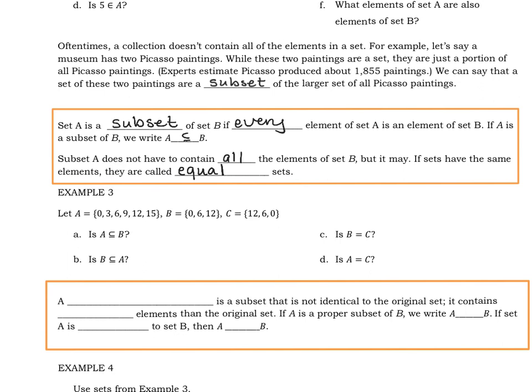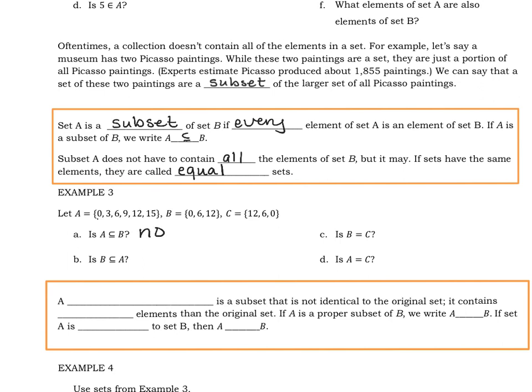Alright, so let's consider set A, which has 0, 3, 6, 9, 12, 15. Set B has 0, 6, 12, and set C has elements 12, 6, 0. They are asking if set A is a subset of set B. Well, every single element in A would have to appear in set B. So 0 is in B, check. 3 is not in B, so I don't have to look anywhere else. So that is a no.